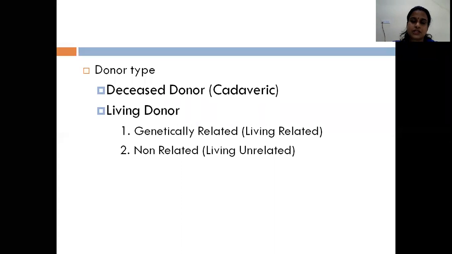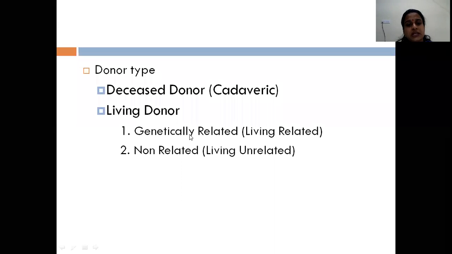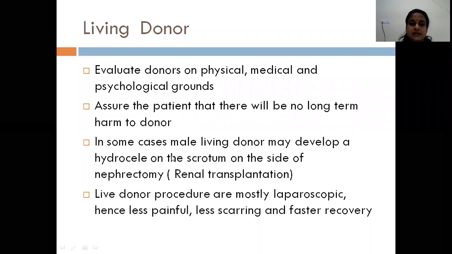Coming to organ donation, the donors are of two types: the cadaveric donors, or deceased donors, that is dead donors, and the living donors. These living donors could be genetically related or genetically unrelated. First, coming to the living donors.